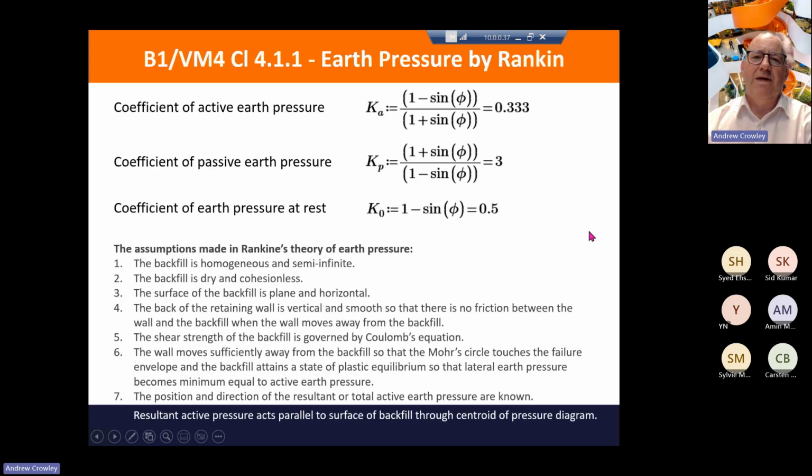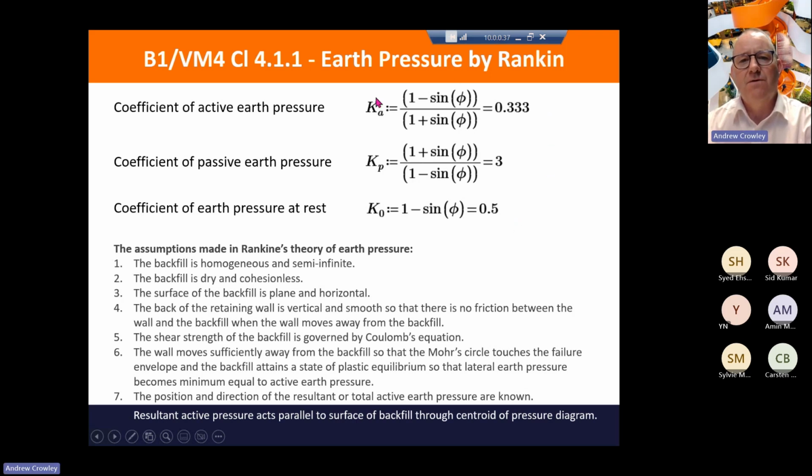So there are a number of ways of calculating the earth pressures on the retaining wall, and this is probably the simplest, presented by Rankine. And so you have the coefficient for active pressure, Ka, given by the simple formula here. Similarly, you've got Kp, which is pretty much the inverse of Ka, and where you've got the coefficient of pressure at rest, it's an even simpler formula given there.